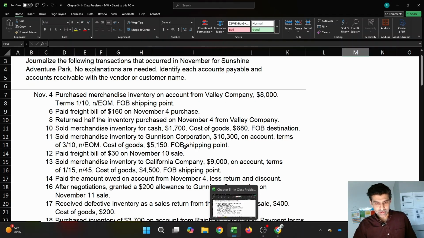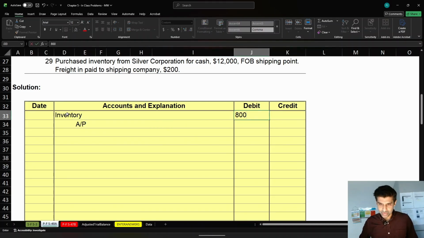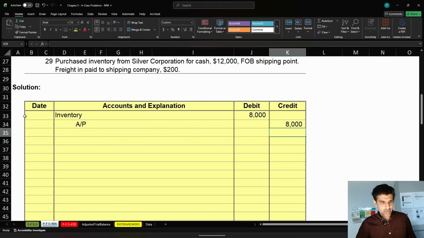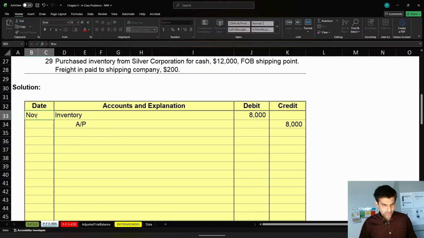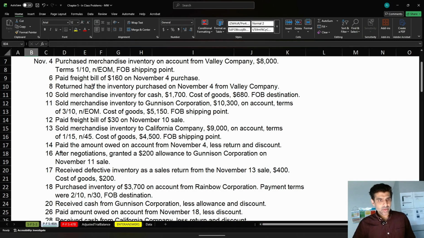So the first journal entry, inventory debit, we're getting this asset, and it's going to be $8,000. And this was, I think, November 4th. Okay, first one, done. Second, we paid a freight bill of $160 on November 4th for this purchase transaction. So again, in purchase transactions, when we pay for freight, we're going to capitalize that, right?